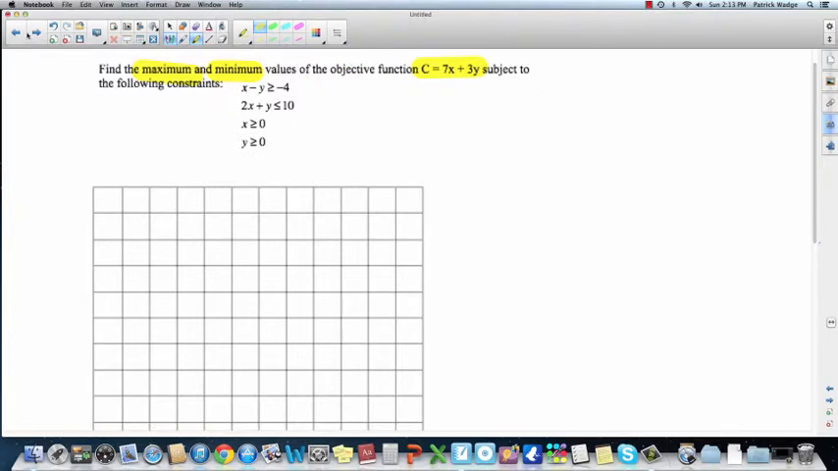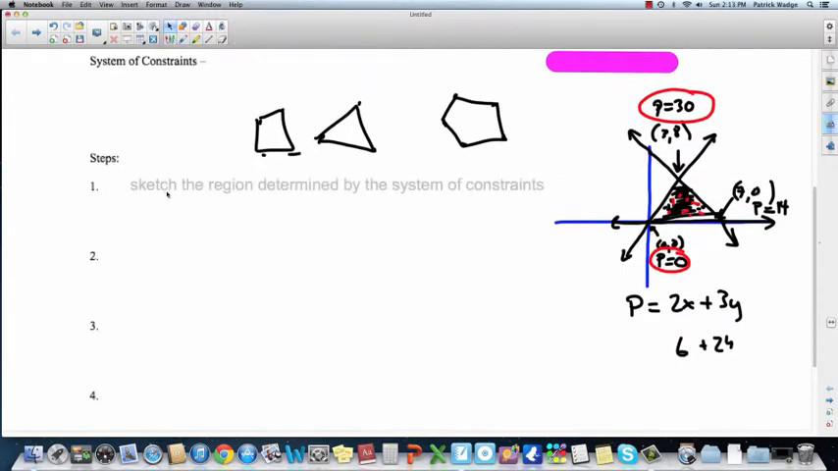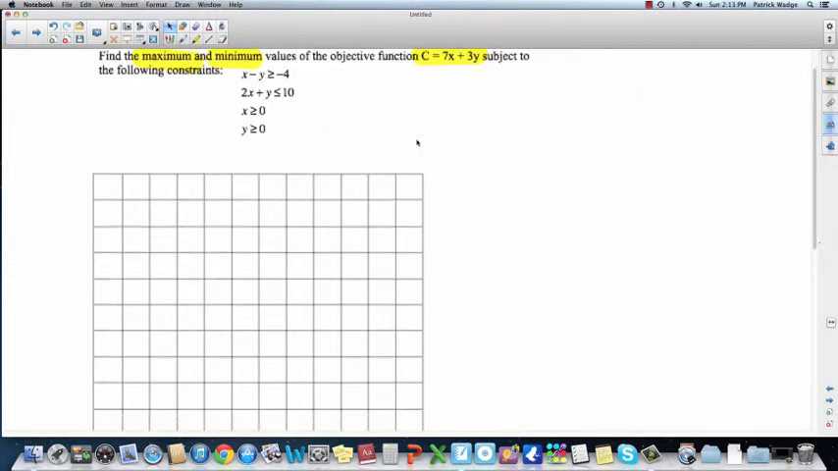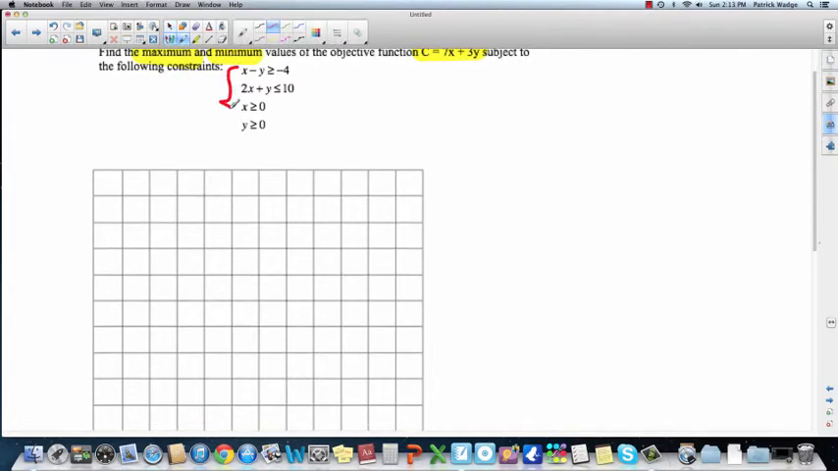Okay, so let's go back and look at our steps. Step 1 says, sketch the region determined by the system of constraints. So we have to do just like what we did last time. We have to graph this system of inequalities just like we did last class.